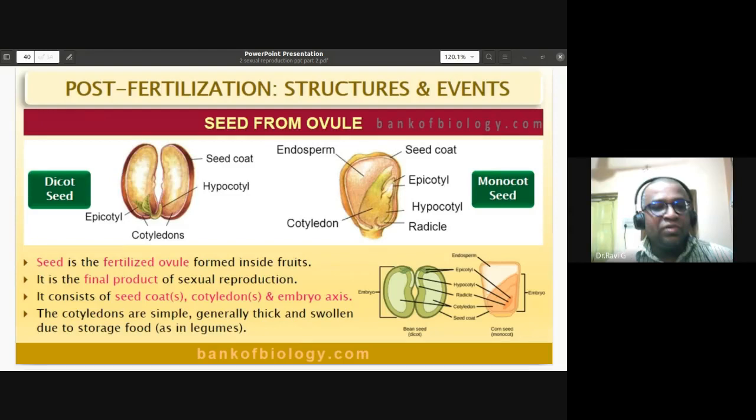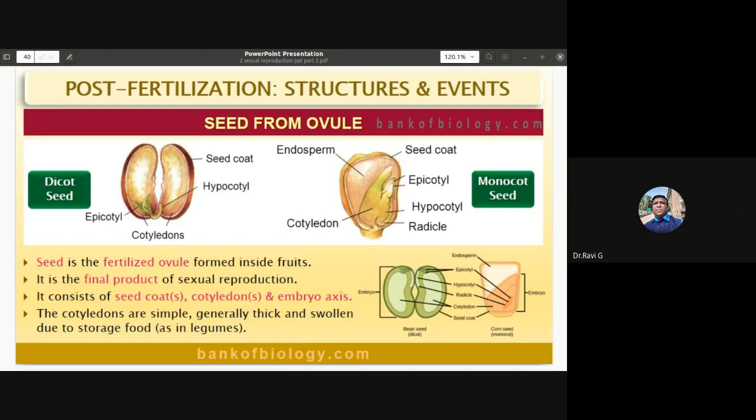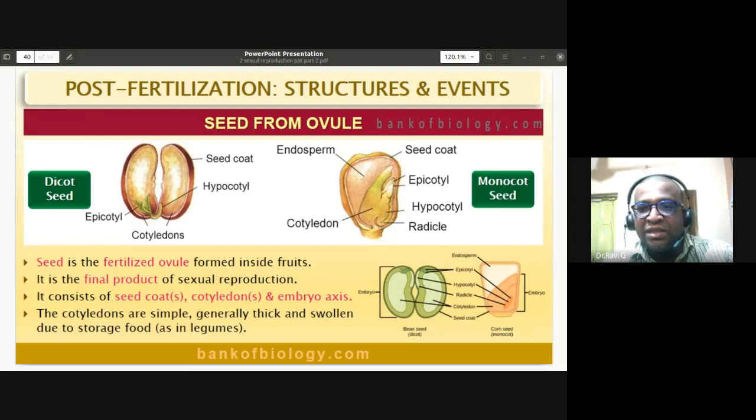Seed, what are its components? Seed coat, cotyledons, embryo axis. So next time, don't be under the impression that seeds are non-living things. They have this embryo, a dormant embryo. If you put them into soil, they would develop to form a new plant. Many of us are under the impression seeds are non-living things, but they are living things.